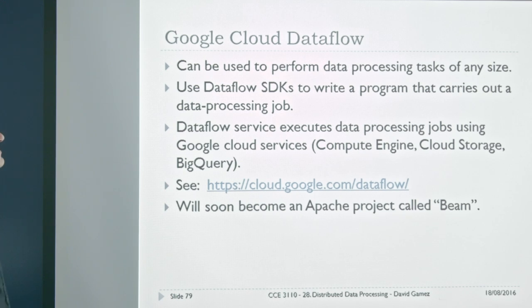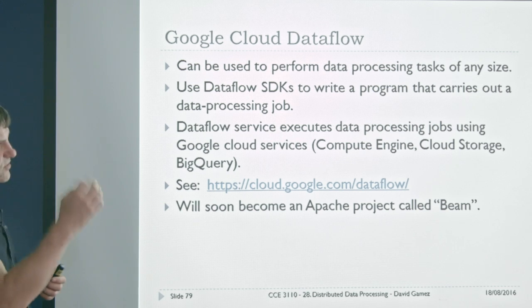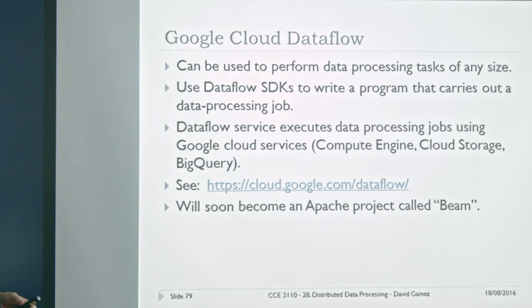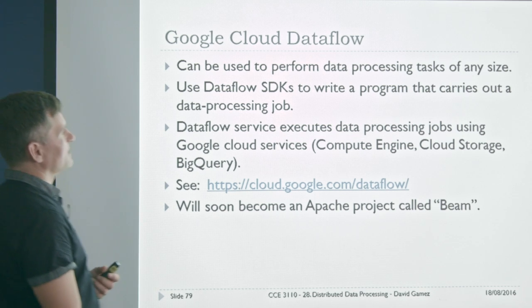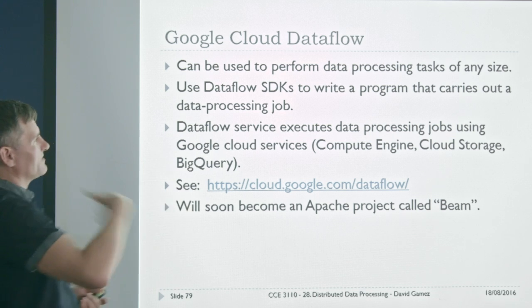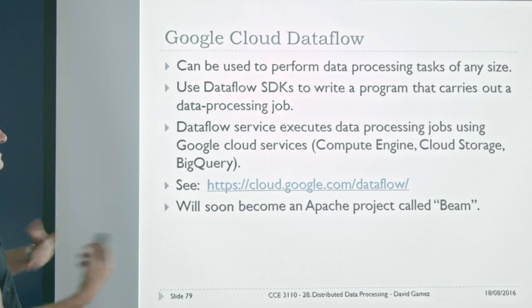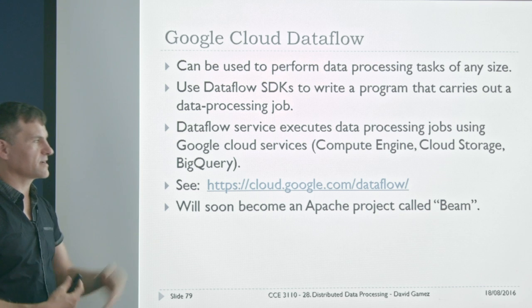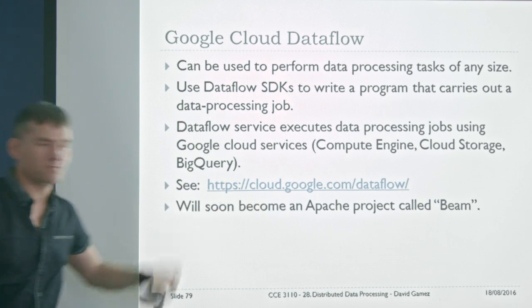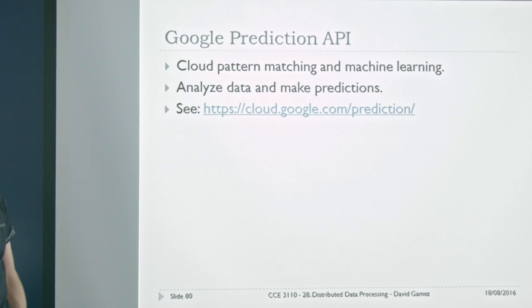And so Google has created their own Cloud Dataflow that can be used to perform these data processing tasks on any size. I imagine it'll work on a vast scale, given Google's infrastructure. You'd have problems slowing it down, I imagine. Then you've got this software development kit that lets you write a program using this TensorFlow-style approach that carries out your data processing job, and then the Dataflow service will execute that across the Google Cloud services. And soon it's moving into an Apache project as well. It's going to be called Beam. I don't know, it may have already moved.